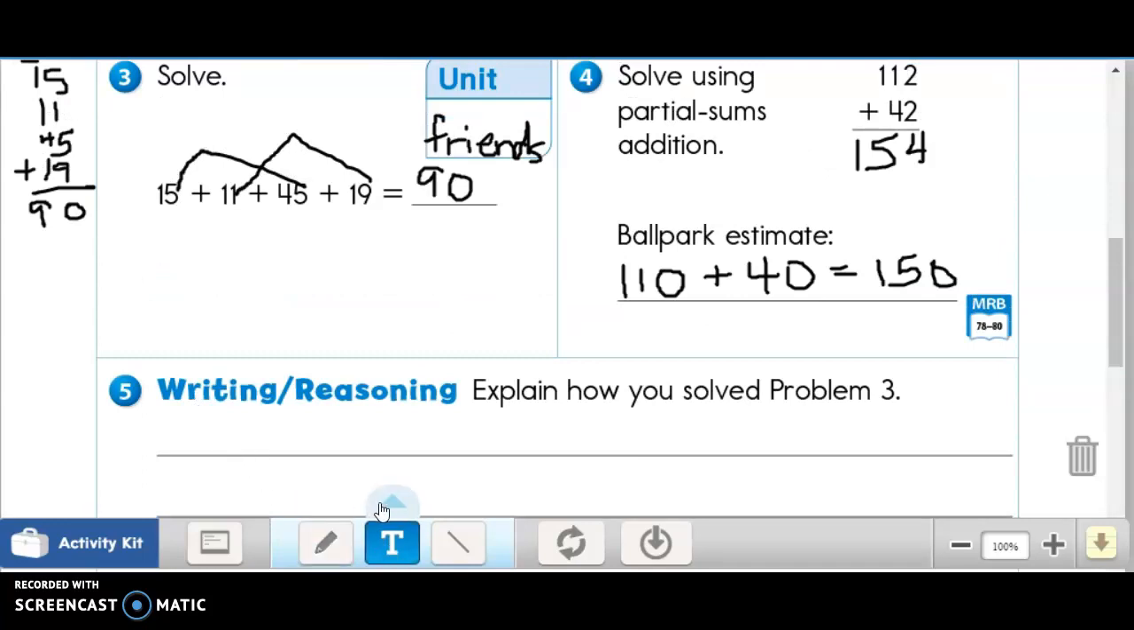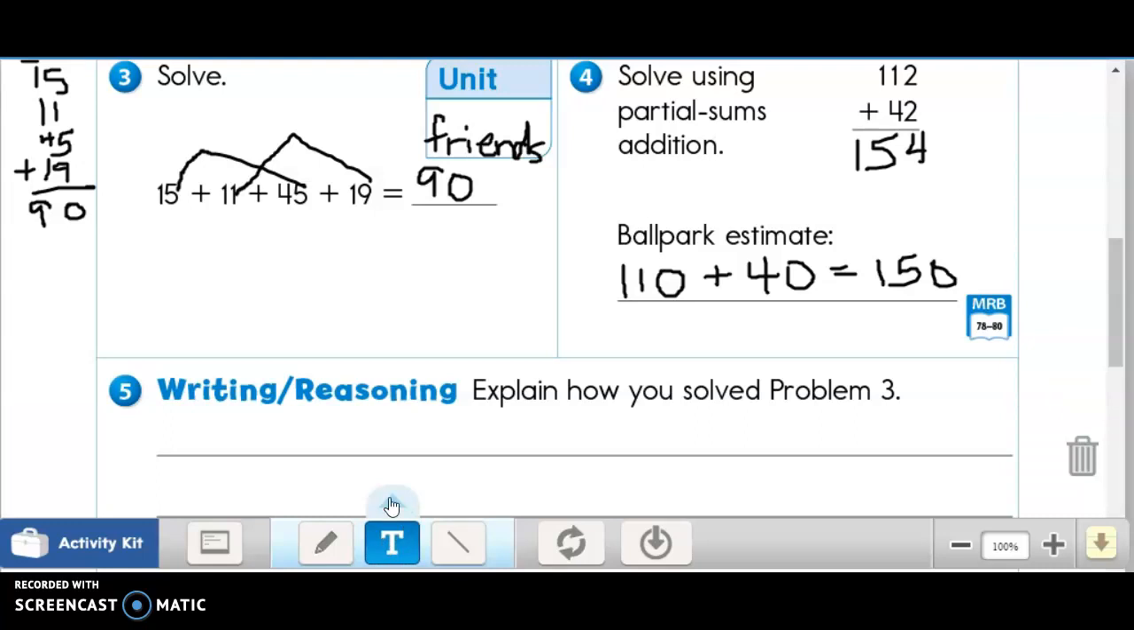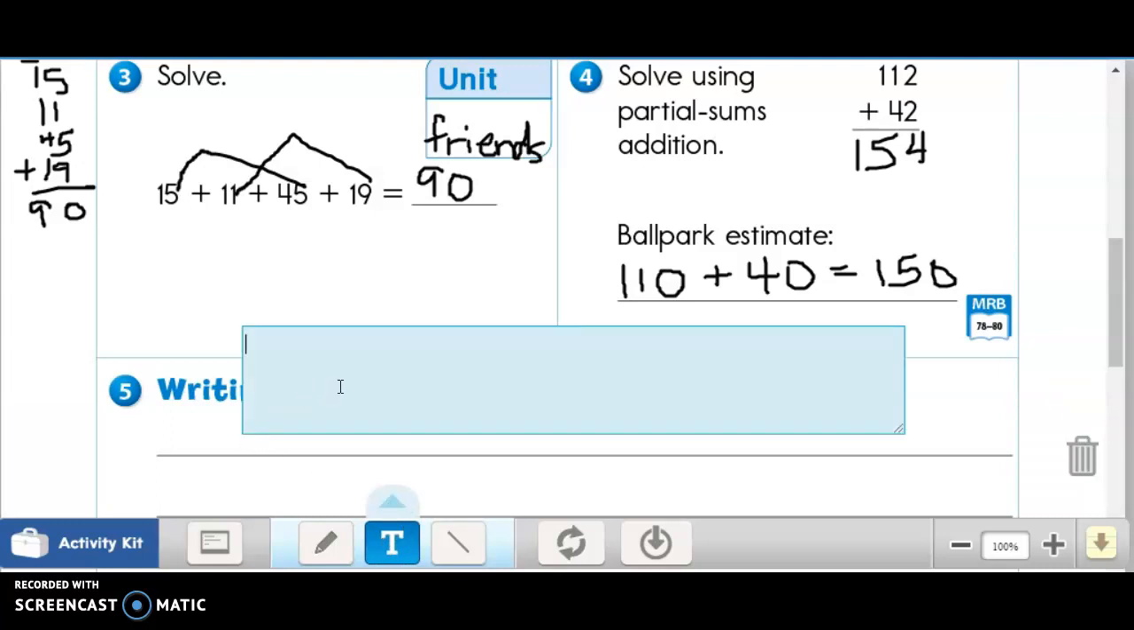Now number 5 says the writing reasoning, explain how you solved problem 3. What did we do first there, friends? All right, I'm going to get my text box out and see if I can write a text. All right, first, what did we do? Didn't we add 9 plus 1?